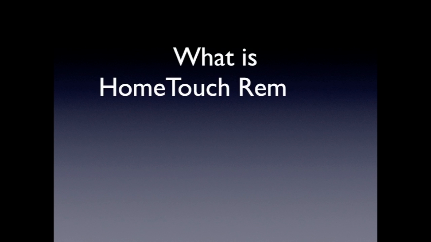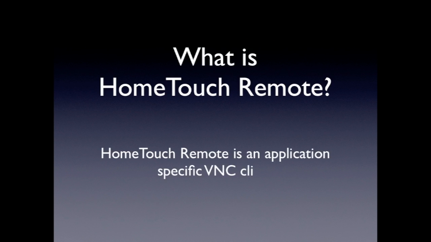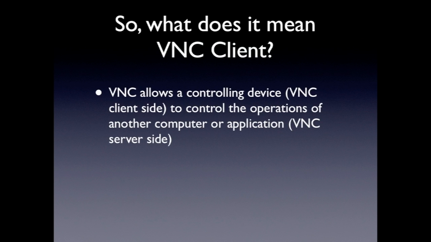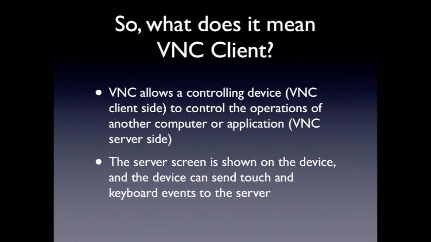What is HomeTouch Remote? HomeTouch Remote is an application-specific VNC client. So what does it mean, VNC client? VNC allows a controlling device, the VNC's client side, to control the operations of another computer or application, the VNC server side. The server screen is shown on the device, and the device can send touch and keyboard events to the server.